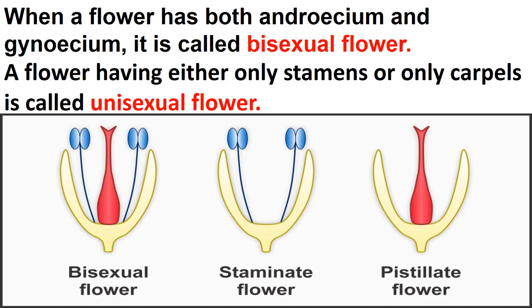Now next feature is when a flower has both androecium and gynoecium, it is called bisexual flower. Androecium is the male part, gynoecium is the female part of the flower. So when both male part and the female part are present in the same flower, that flower is called bisexual flower. A flower having either only stamens or only carpels is called unisexual flower, right?